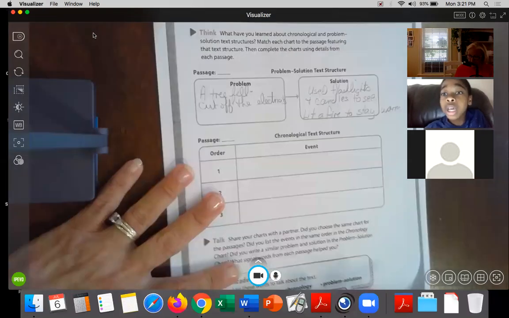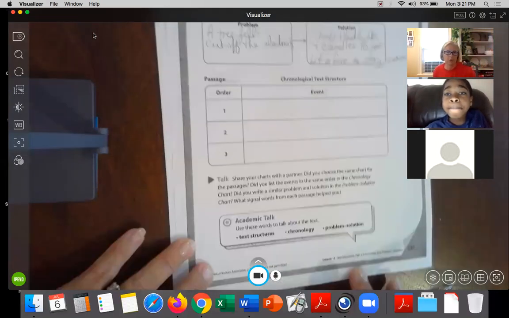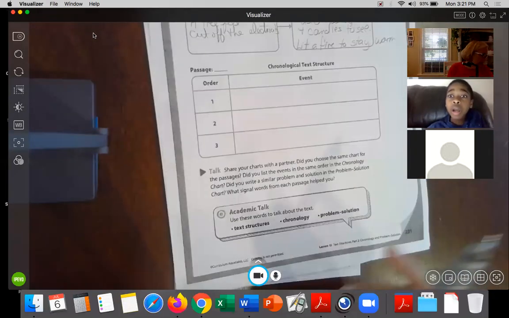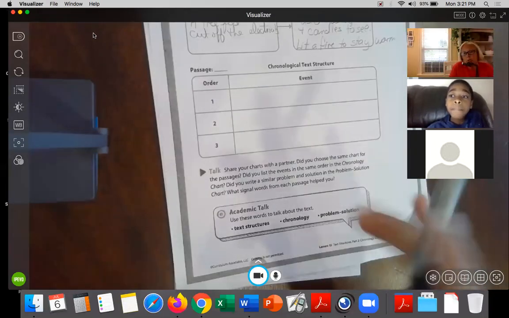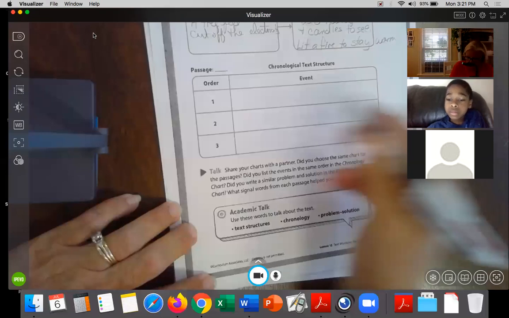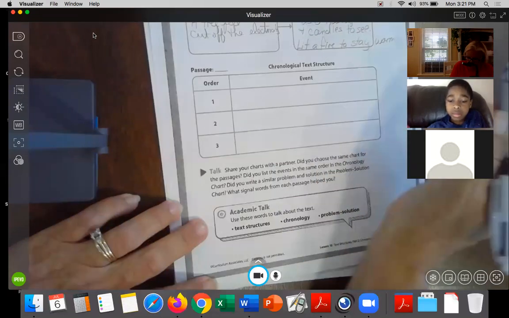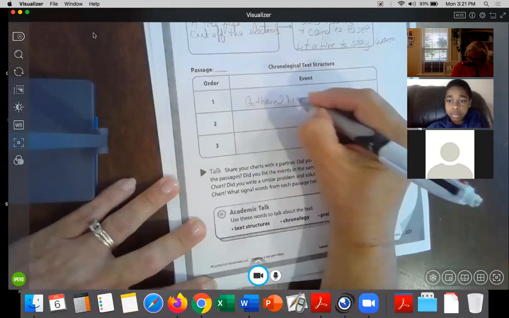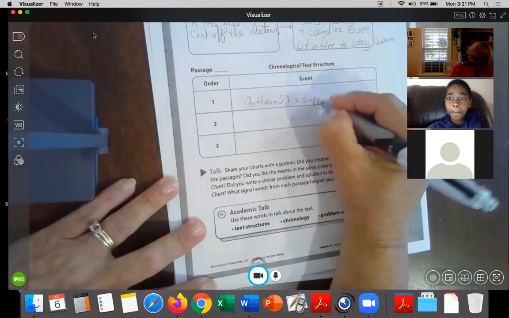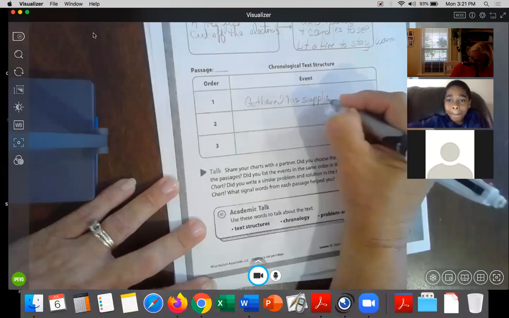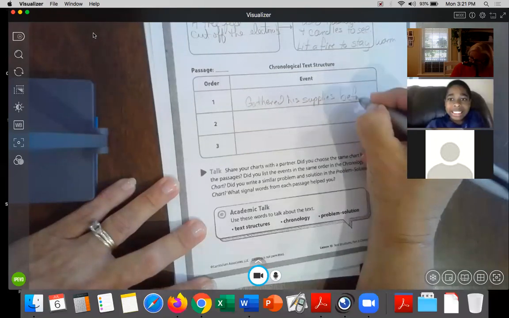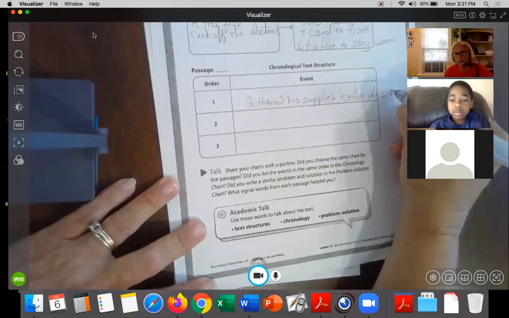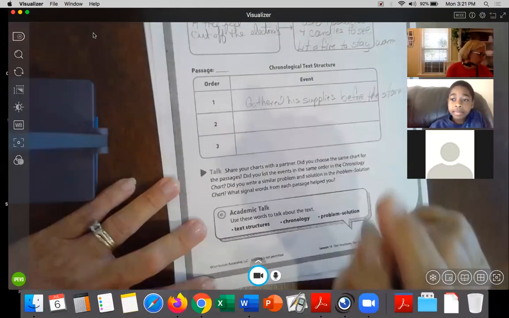Now the next one, we're talking about chronological text structures. So the first thing that happened was the writer gathered supplies before the storm started. I guess he watched the Weather Channel and knew it was coming in, or the wall-to-wall coverage that comes on Channel 9 where the guy never gets off the TV.